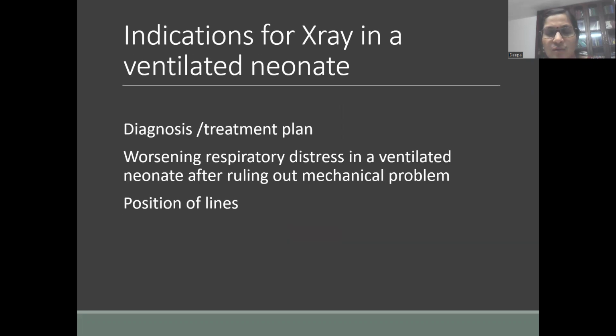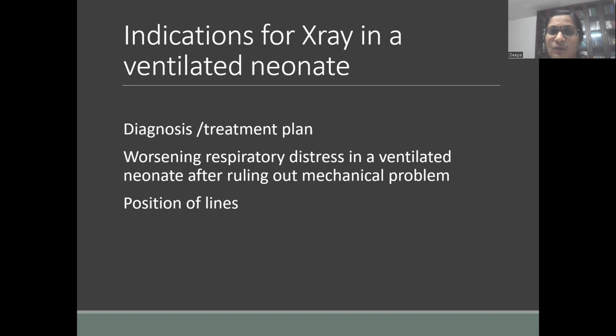As all of us know, chest X-rays are the most commonly performed investigation in NICUs, primarily to diagnose underlying pathology, to formulate a treatment plan. In case the baby is already ventilated and in case of worsening respiratory distress, and after we have ruled out the DOPE situation, predominantly the mechanical problems like tube obstruction, tube block, we need to find out the cause for this respiratory distress worsening.